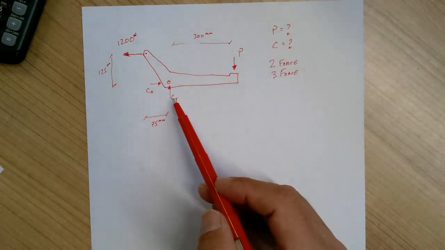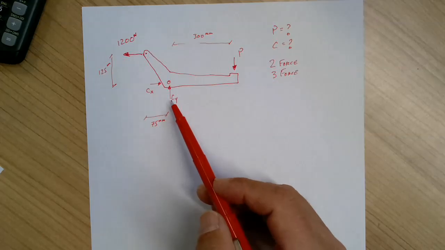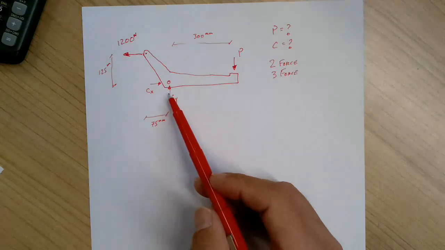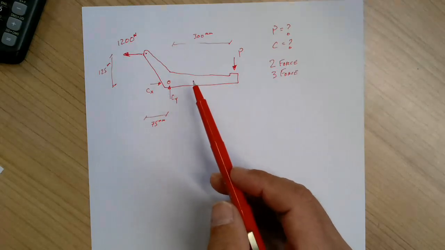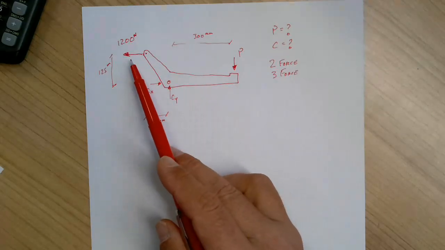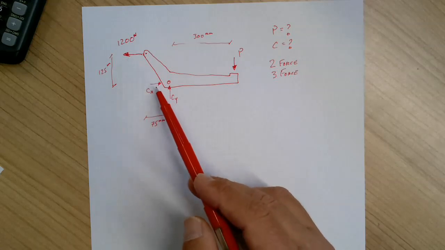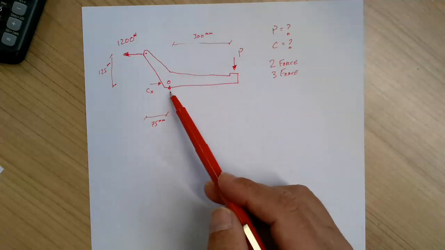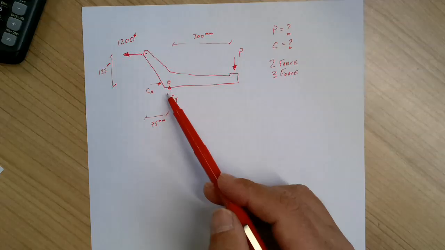Remember, Cx and Cy, I chose what direction to put them in. I don't spend a lot of time thinking about it. For this problem, yeah, it was really easy. I got one force going to the left. I must have a force going to the right for equilibrium. I've got one force going down. I must have one going up for equilibrium.